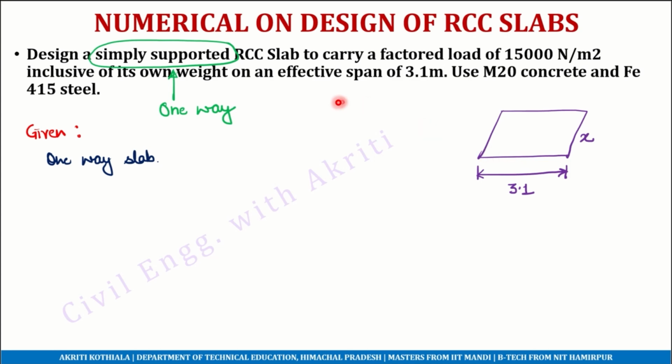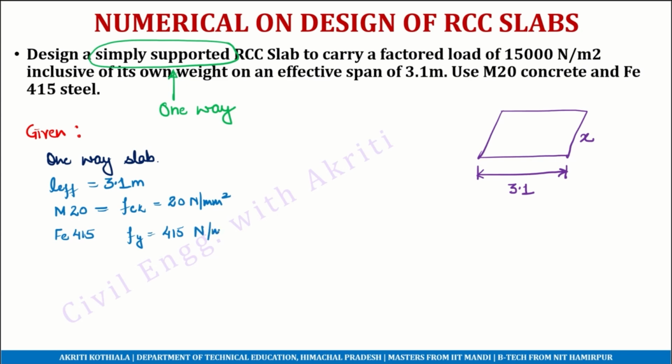So this is another important and easier thing which has been provided in the question. Otherwise, we would have to determine and then calculate the effective span. So here the effective span is directly provided, which is equal to 3.1 meters. The next thing given to us is M20 concrete, which means fck is equal to 20 Newton per mm square and fy is equal to 415 Newton per mm square.